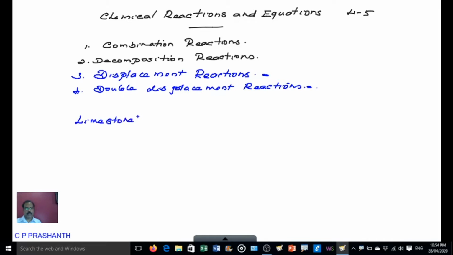Hope you remember what limestone is. It is calcium carbonate. And what is quicklime? We learned about all these substances in the previous class. Quicklime is calcium oxide. And what about slaked lime? Slaked lime is calcium hydroxide.